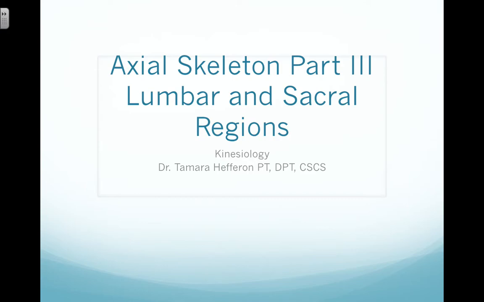In this section, we're going to talk about the axial skeleton, part 3. We're going to jump right into the lumbar and sacral regions and start to talk about some of the differences that we see, and then also what the rhythm is like between that lumbar and sacral region. We'll also talk a little bit about the combination movement of thoracic mobility and lumbar mobility and how we measure that in function for our physical therapy world.